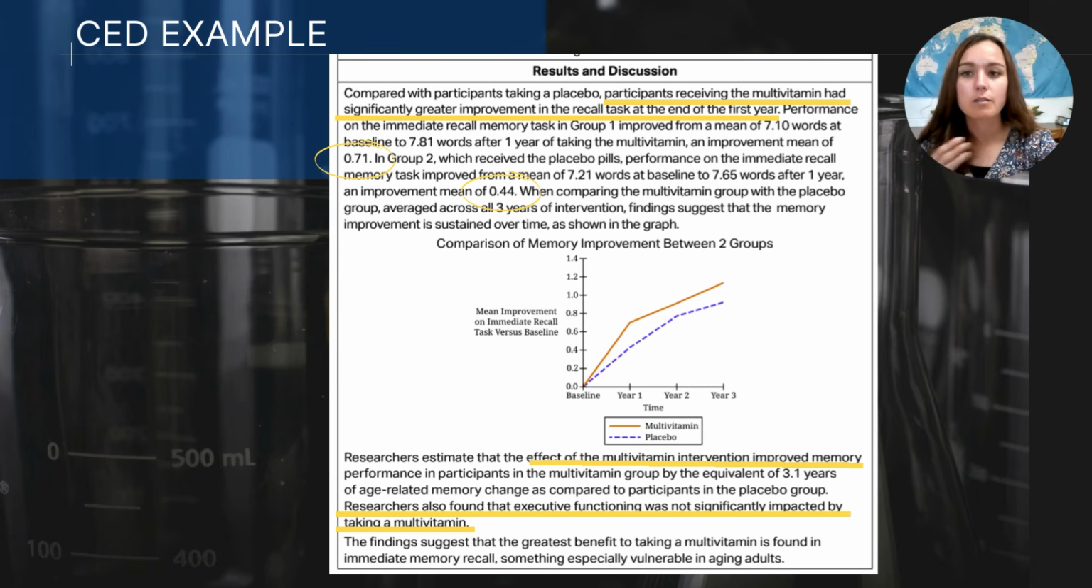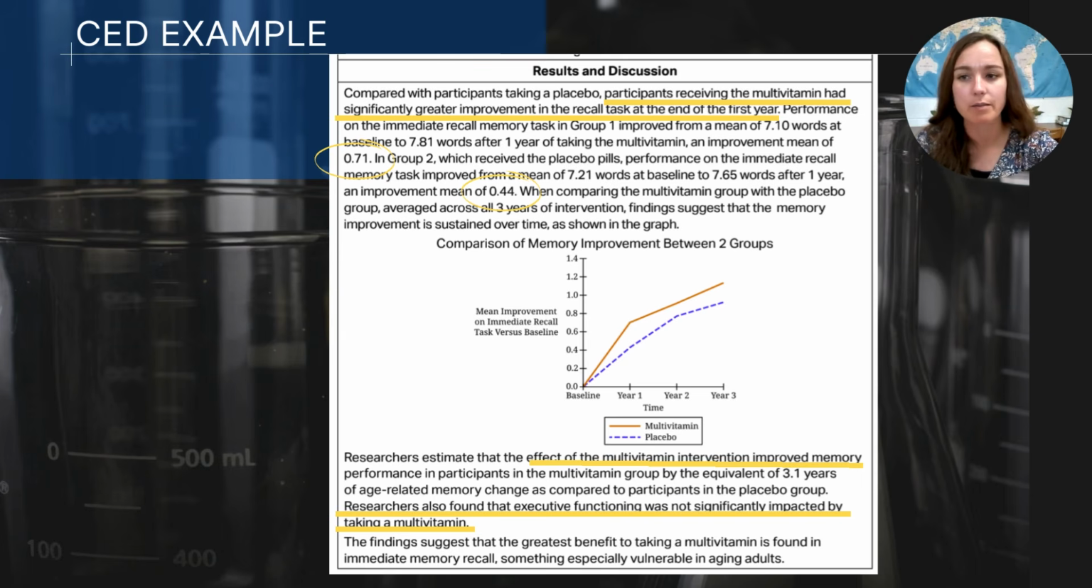It says performance on the immediate recall memory task in group 1 improved from a mean of 7.1 words at baseline to 7.81 words after 1 year of taking the multivitamin, which was an improvement mean of 0.71. Remember, we're comparing the means, the improvement means. So that'll be something important to keep in mind. In group 2, which received the placebo pills, performance on the immediate recall memory task improved from a mean of 7.21 words at baseline to 7.65 words after 1 year, an improvement mean of 0.44.